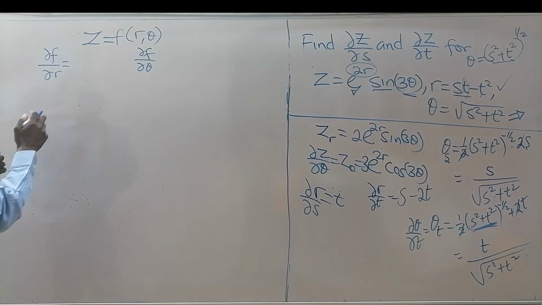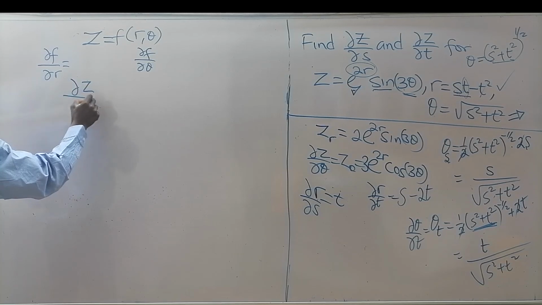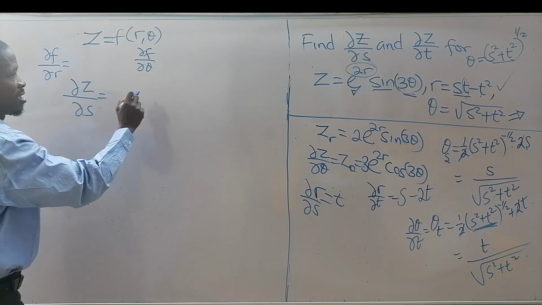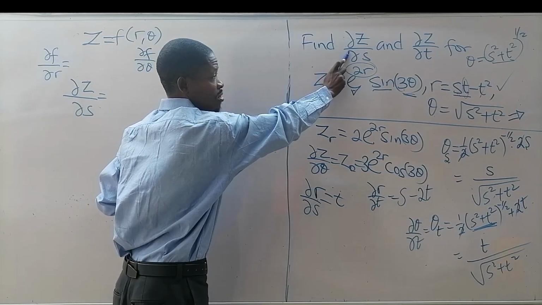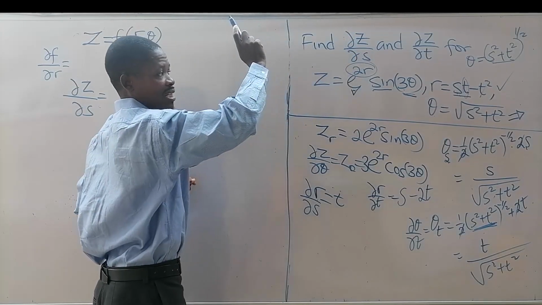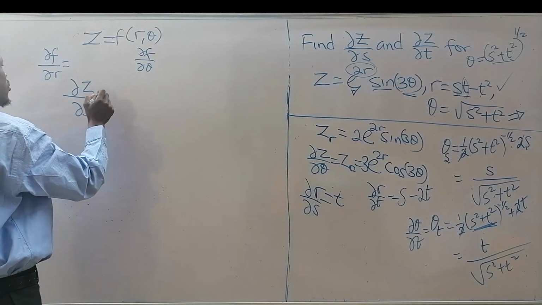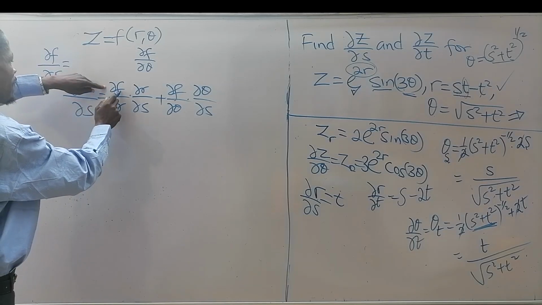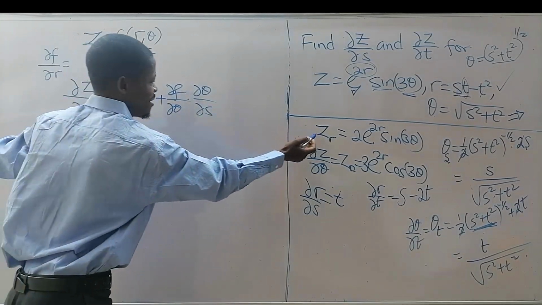We've gotten all the necessary parameters. In the first case, we need del z del x. That's what the question instructed us. We're being told to find del z del x. That's the first case. So that will be equal to my del f del r, which is also the same thing as what?